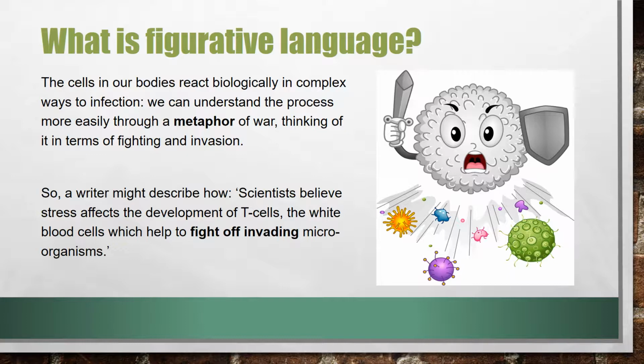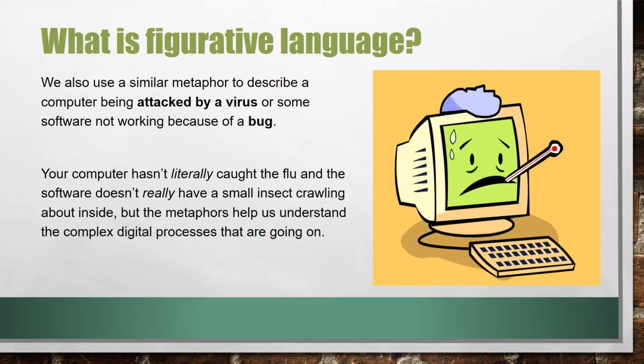For example, the cells in our bodies react biologically in complex ways to infection. We can understand this process more easily through a metaphor of war, thinking of it in terms of fighting and invasion. So, a writer might describe how scientists believe stress affects the development of T cells, the white blood cells which help to fight off invading microorganisms. We also use a similar metaphor to describe a computer being attacked by a virus or some software not working because of a bug. Your computer hasn't literally caught the flu, and the software doesn't really have a small insect crawling about inside, but the metaphors help us understand the complex digital processes that are going on.